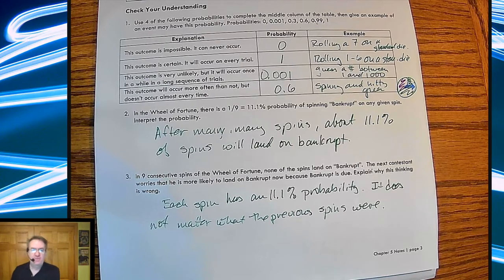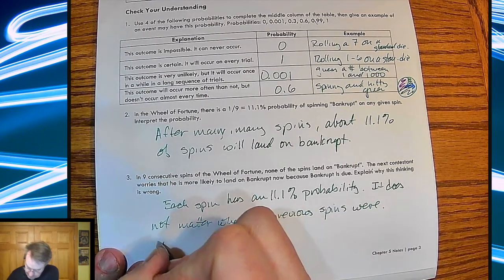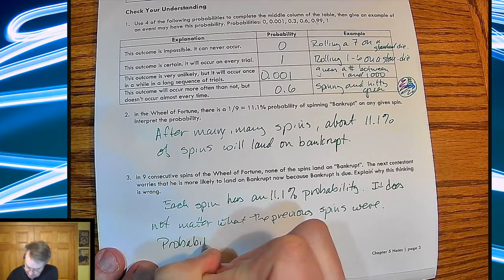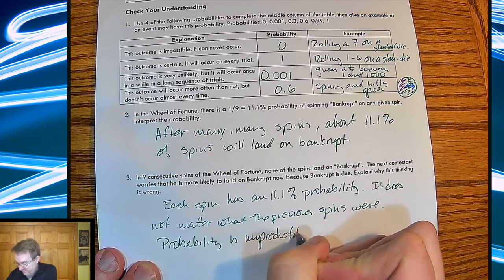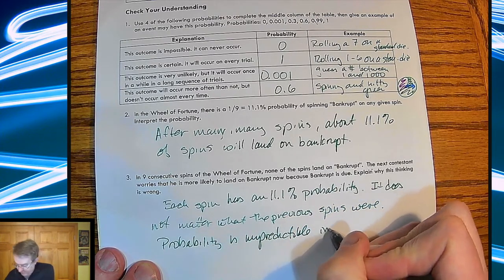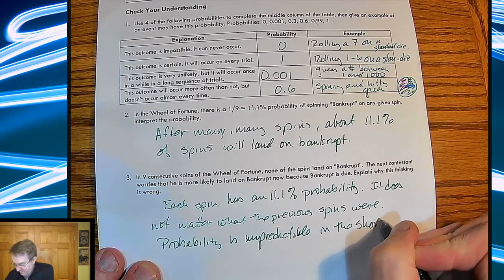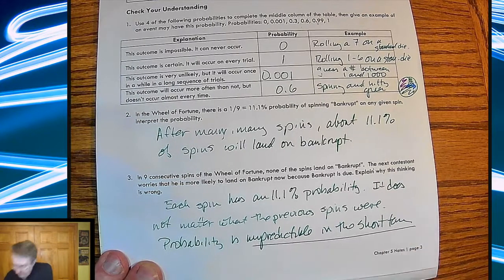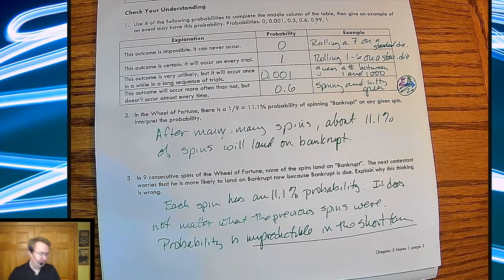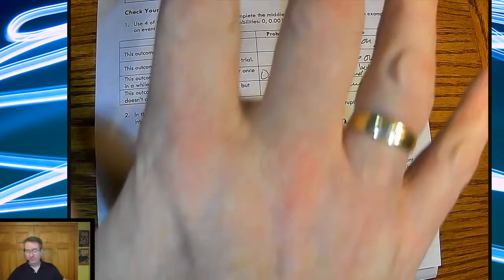So probability is unpredictable in the short term. Okay, and that's the important thing to remember. It's sort of like I've had friends who had three boys. They got pregnant again, and everybody was like, oh man, you're due for a girl. You're probably going to have a girl, but you already had three boys. And it's like, yeah, now it's still a 50-50 shot each individual time. Now, if you're starting from scratch, there's something different, and we'll talk about that this unit.